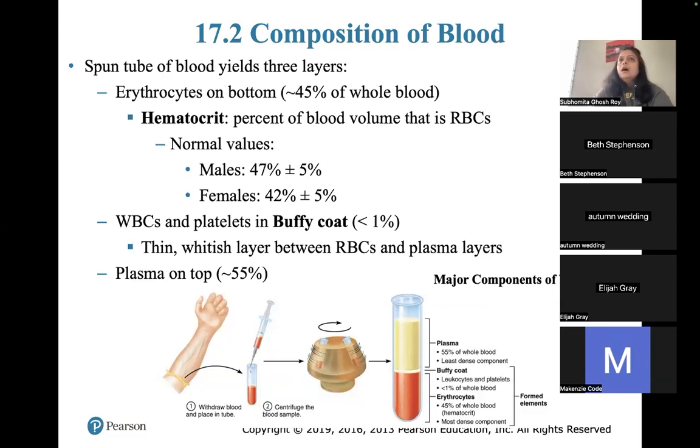Erythrocytes or RBC, red blood cells, leukocytes or WBCs or white blood cells, and then finally the platelets. Why are they called formed? Because they have a certain form, shape. Erythrocytes are approximately 45%. You have done this experiment in lab, hematocrit. On top of that there is the small buffy coat, which is the leukocytes and platelets, less than 1% of blood. And on top of this is the clear fluid, which is the plasma.